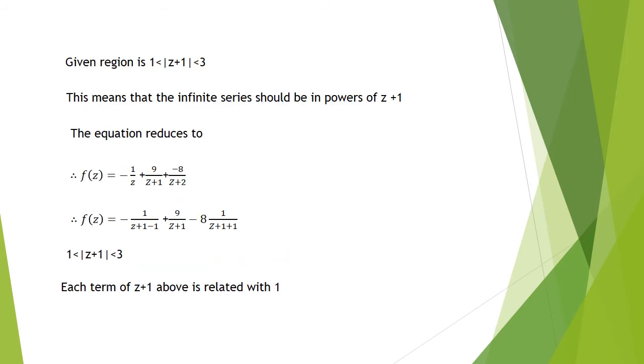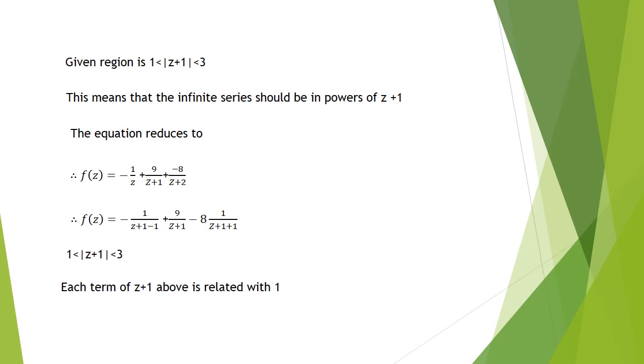Given region is 1 less than |z+1| less than 3. Remember always, when the region is given like this, the Laurent series should contain the powers of z+1. If it is given as something like 1 less than |z| less than 3, then the Laurent series should contain the powers of z. If it is 1 less than |z-1| less than 3, then it should contain the powers of z-1. So it depends on the region on which we are expanding the Laurent series.